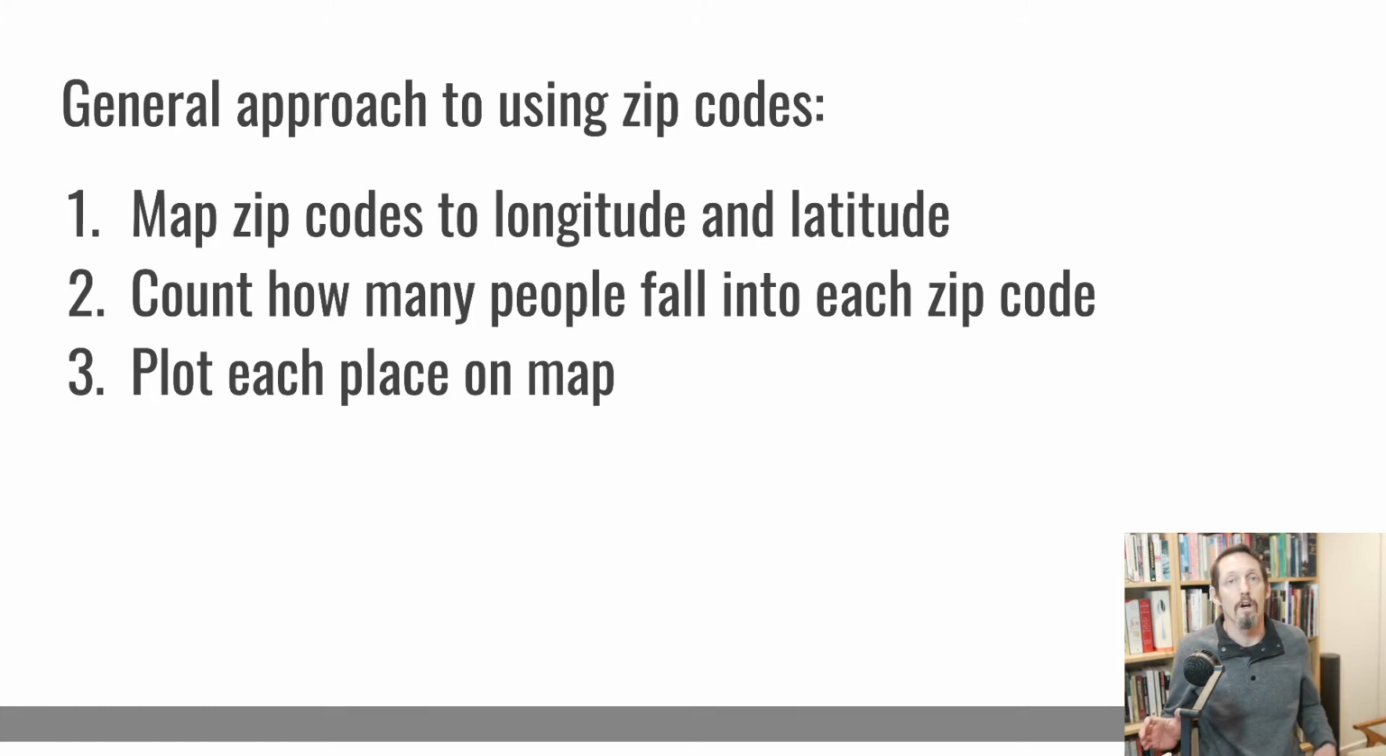Zip codes are nice in the sense that in the United States or other places that have postal codes, they map to very small chunks of latitude and longitude. You can exactly know oftentimes how many people fall in those places, and you can plot them. There exist libraries where you say, plot 92104, and it'll draw 92104 on a map.